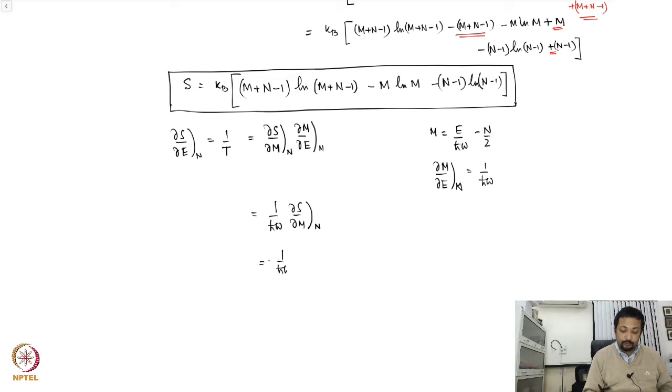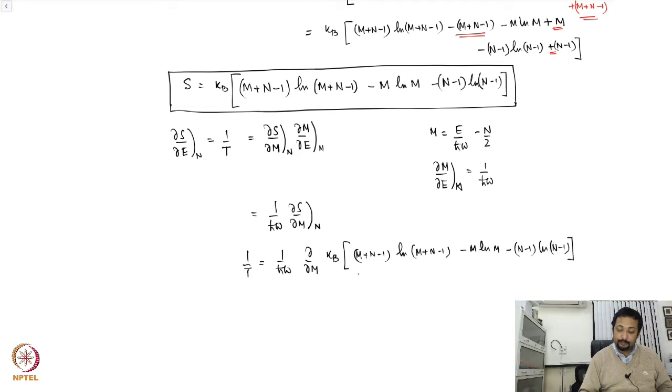So that you have 1 by T is equal to 1 over h bar omega times del by del m of Kb times (m plus n minus 1) ln of (m plus n minus 1) minus m ln m minus (n minus 1) ln of (n minus 1). Kb comes outside and sits on top of h bar omega.